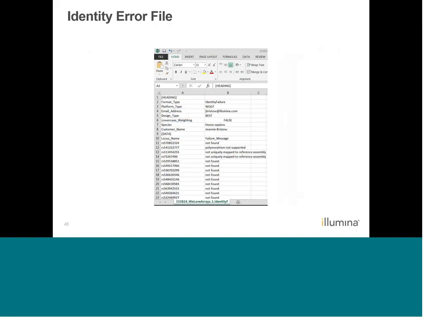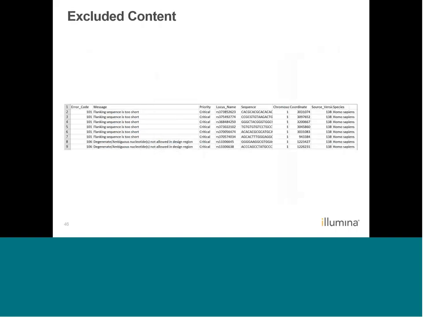So if we look quickly at some of these file types, the identity error file, you remember the identity file is just the RS numbers, so it's listing the RS numbers and the failure code. So if it's not found, it may be that this RSID was from a previous version of the genome build rather than 38. And if you searched by that chromosome and coordinate, you may find a new RS number. Or if you use that RS number in dbSNP, you could find the updated RS number. As I mentioned, the excluded content cannot be submitted, and it gives the reasons why.